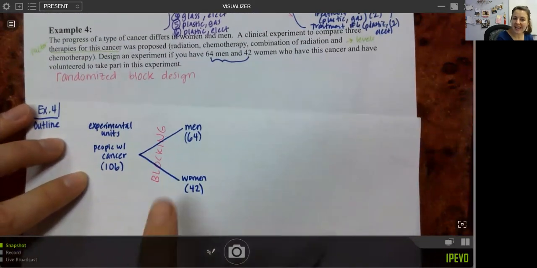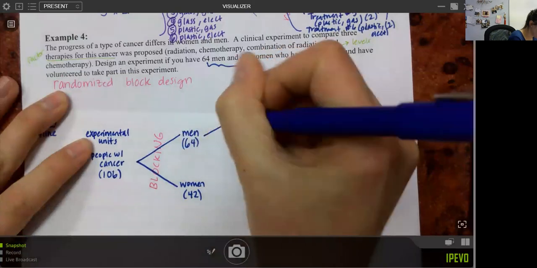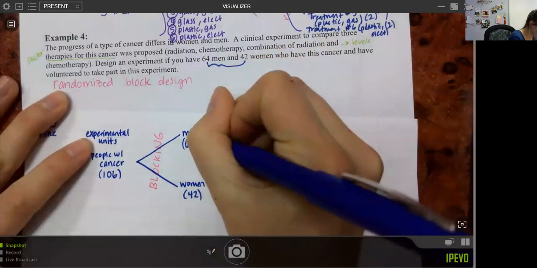And I can write that across just like I would randomization. There's no randomization that's happened here. I'm just separating the men and women into two different groups, and then I'm going to run the same experiment. So now everything is like a completely randomized design. You're going to have treatment group 1, 2, and 3.